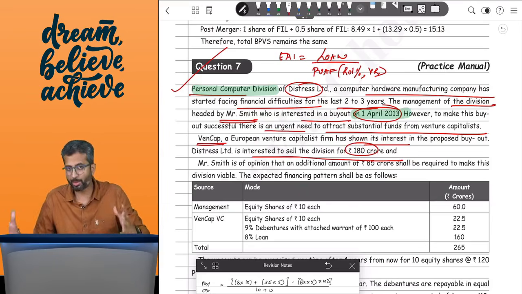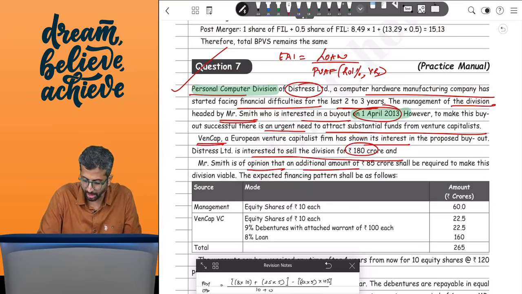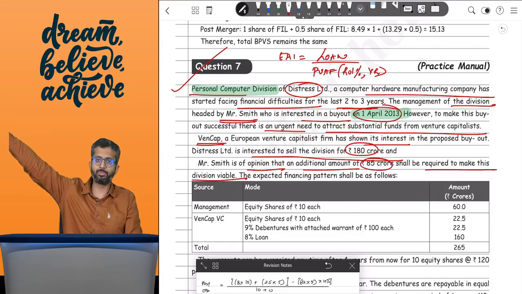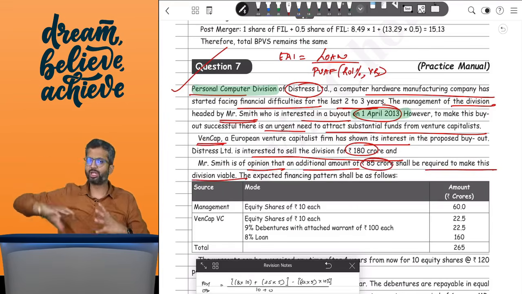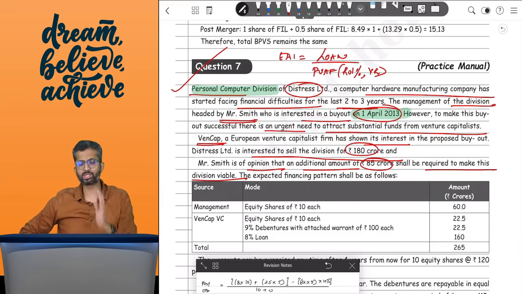We'll form a new company which has this division, but Mr. Smith is of the opinion that an additional amount of 85 crores will be required to make its division viable. So 180 we'll have to pay to the seller, Distress Limited, so that we acquire the division, but we have to turn around a lot of things in the division, and hence we'll need another 85 crores. That's a total of 180 plus 85, that is 265 crores.